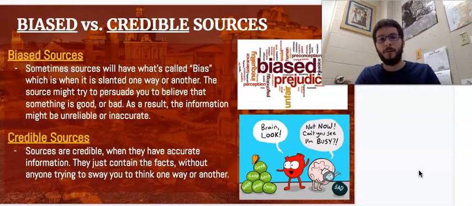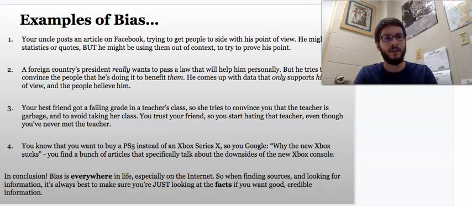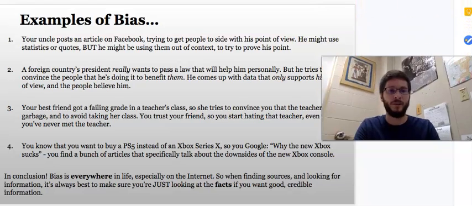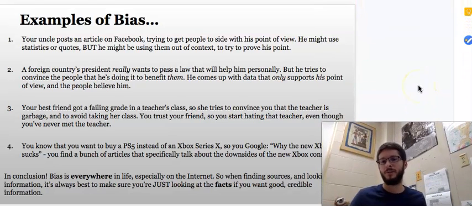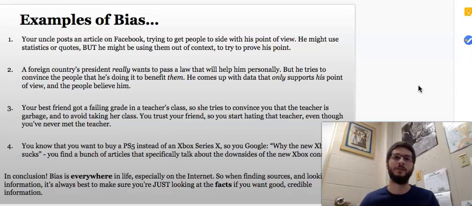So I have some examples of bias, things that you might not realize are bias, but I have some real life situations, so just take a look through here real quick. Your uncle is on Facebook and he posts an article and he is trying to get everyone to side with his point of view. He could still use facts, statistics, and quotes, but he might be using them out of context or manipulating them to try and prove a point. It means he's injecting bias.